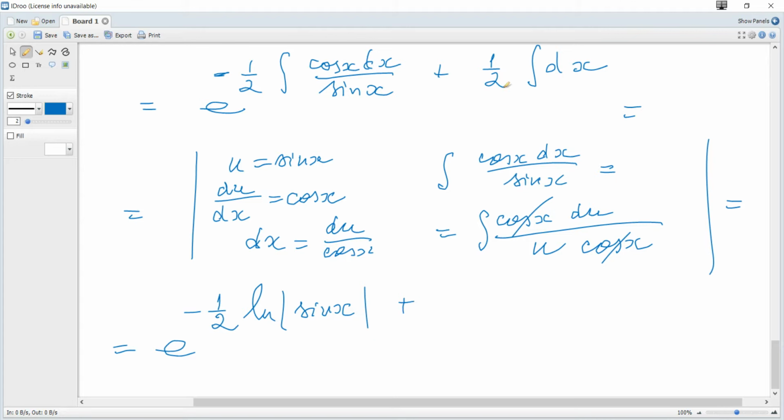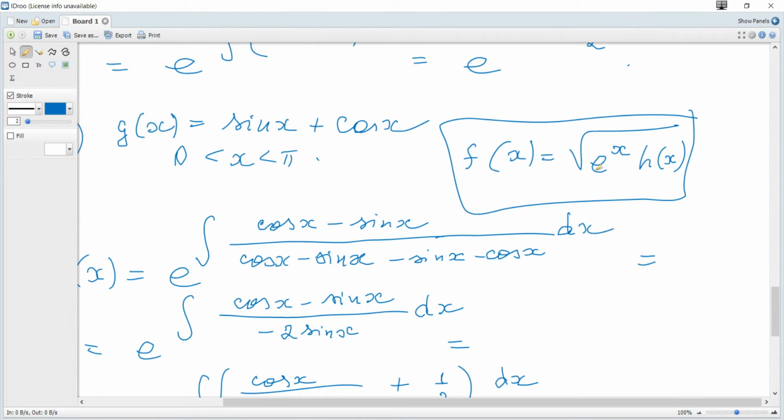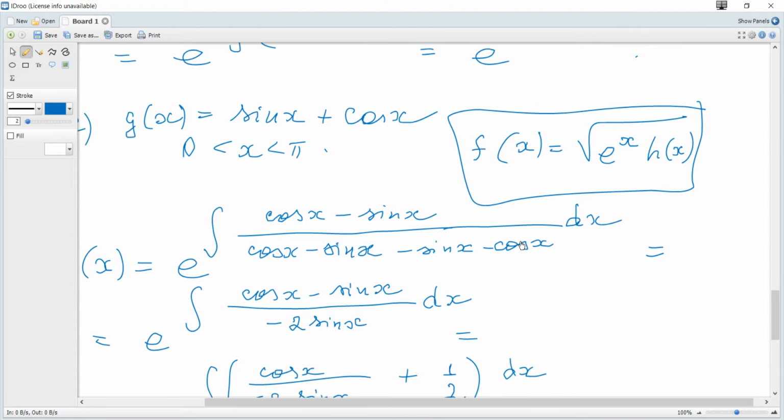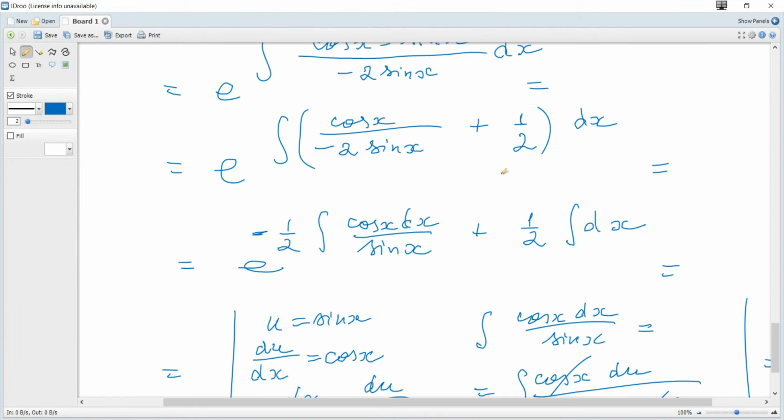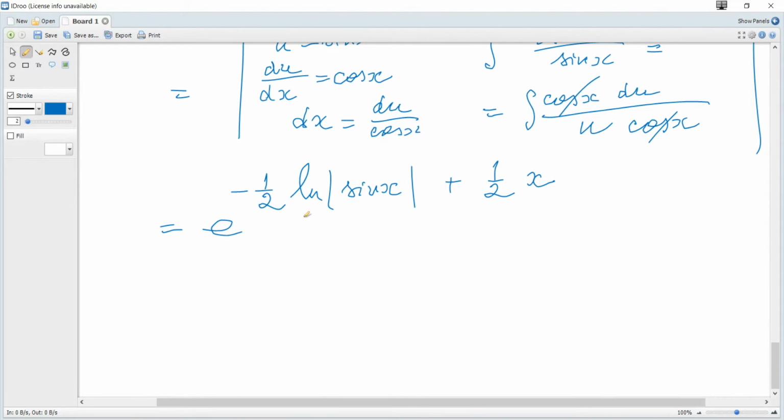Plus a half, and the integral of dx is just x. And again, we don't write a constant because it's part of the differential equation, and the constant is already taken into account. And since the answer must be in the form square root of e to the power of x times h, how can a square root arise? What is a square root? It's something to the power of a half.